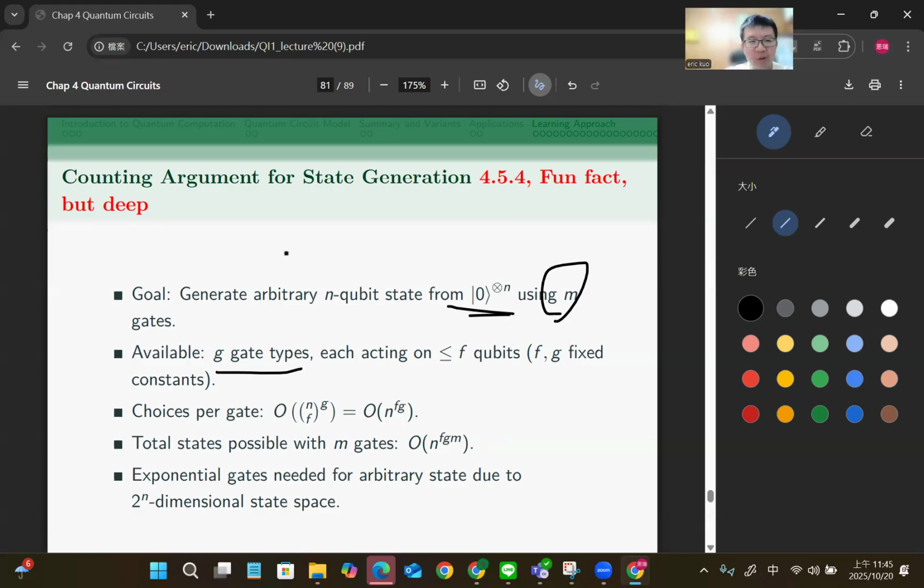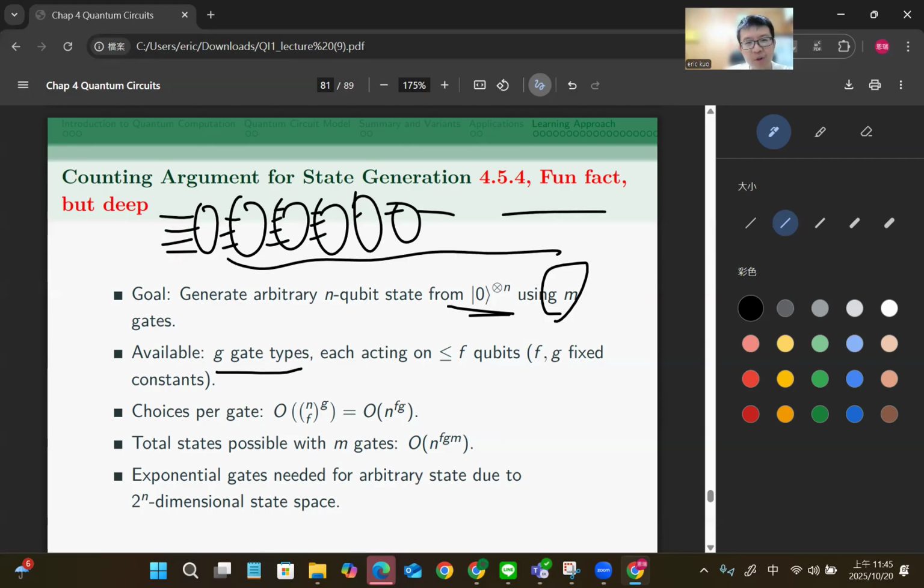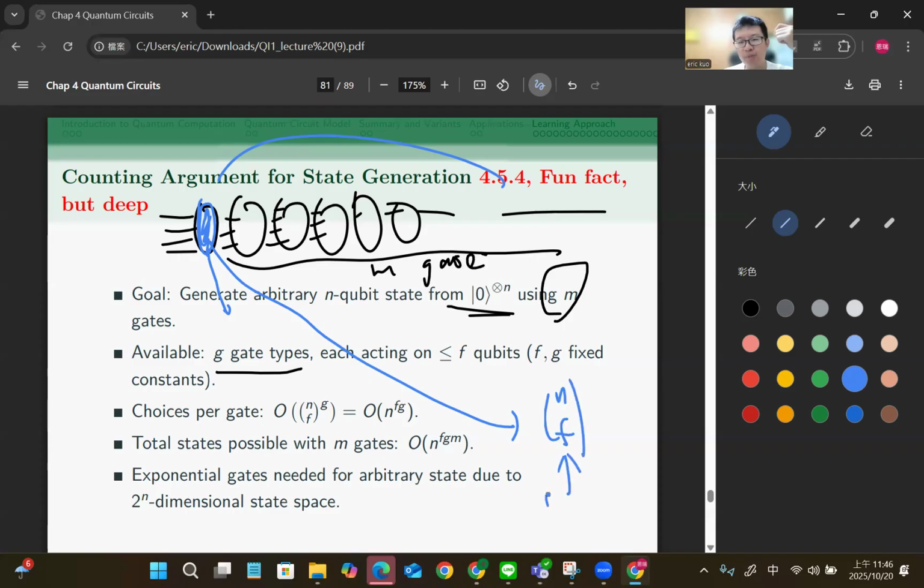So now suppose you have a circuit using a total of m gates. Now we don't need to count how large a unitary we can make. Each of these gates can take at most F different qubit inputs. If I fix a gate type, then I can have n choose F different inputs, and I have G choices because I have G gate types. So that means n choose F, and G of them.